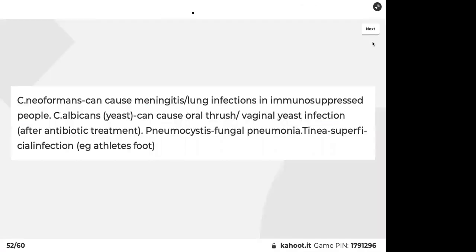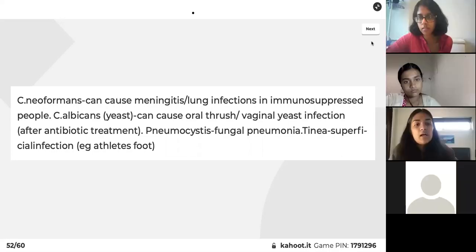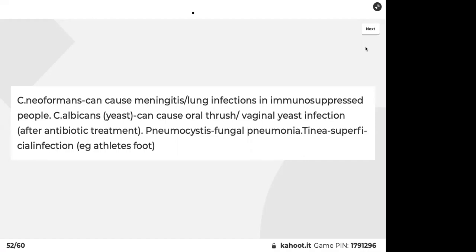Yeah, so C. neoformans causes meningitis and lung infections, especially in immunocompromised people. Candida albicans is a yeast and it can cause oral thrush and vaginal yeast infection, especially after antibiotic treatment because a lot of your normal flora has been destroyed. And then you have pneumocystis, and that's fungal pneumonia, so infection of the lungs. And then the tinea, as I said, is just a superficial infection. An example would be it can cause athlete's foot.